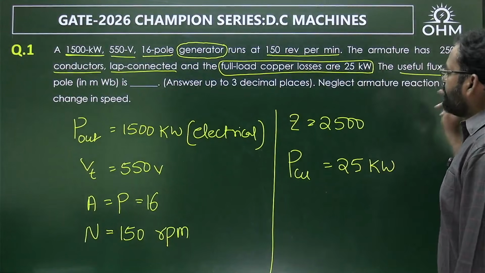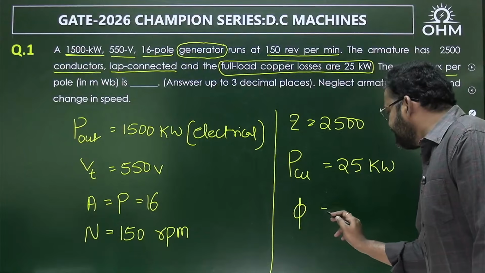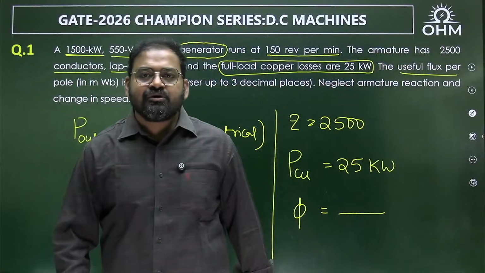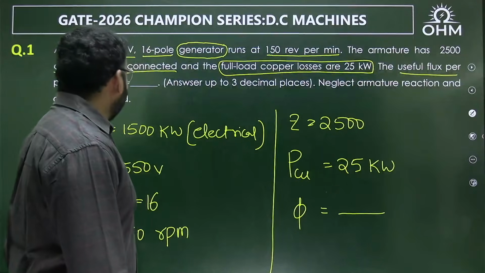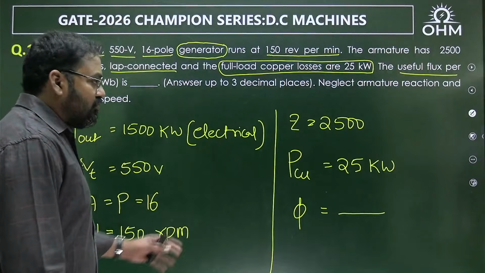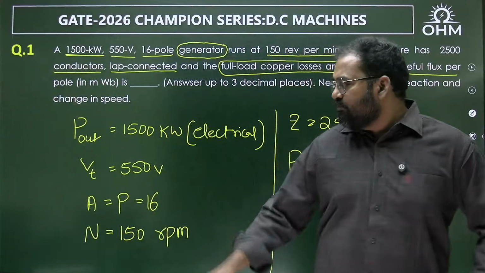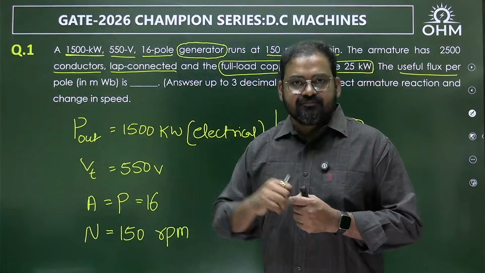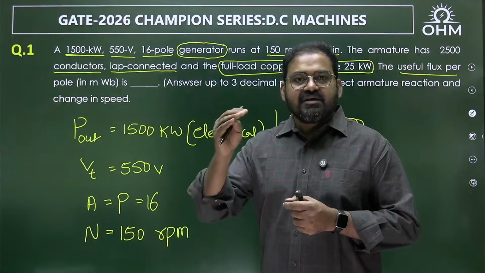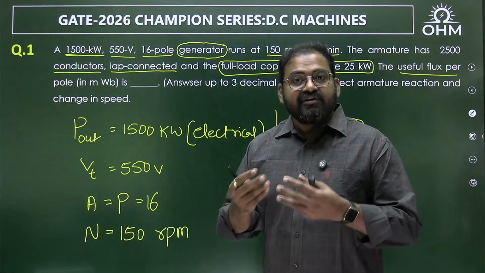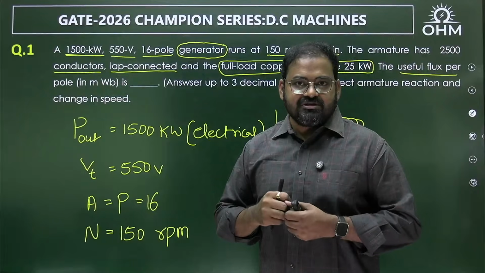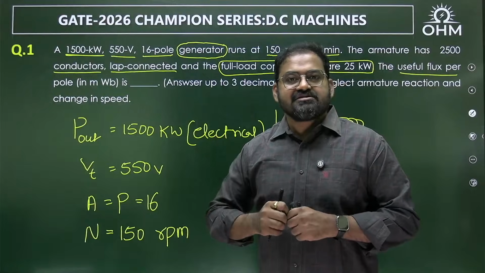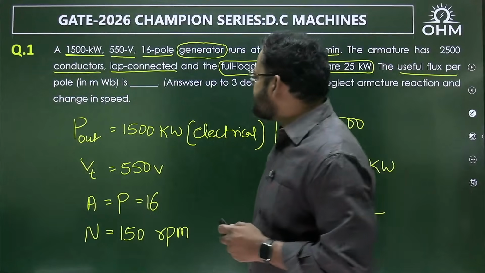And what is the useful flux per pole? We are asked to find phi. We will generally get the answer in Webers, later we have to convert it to milliwebers. This is the given question. My aim here is, first, by using this output power, to calculate the current generated by the machine. Once I know the generated current, I can find out the generated EMF of the machine, and later from the EMF equation, I will find the flux per pole value. Let me go to the next page.